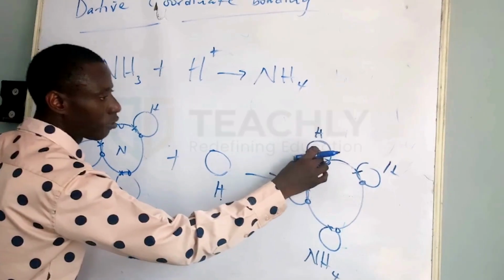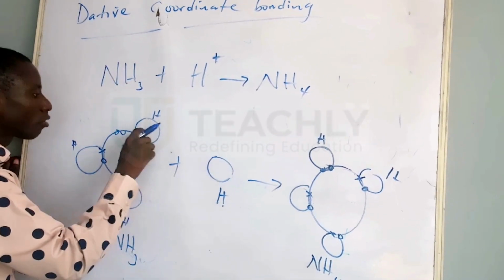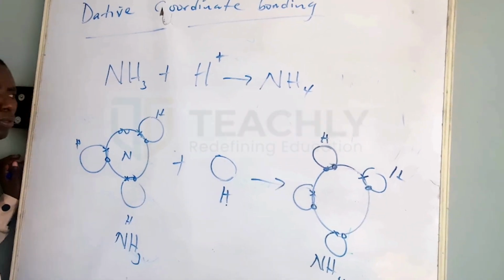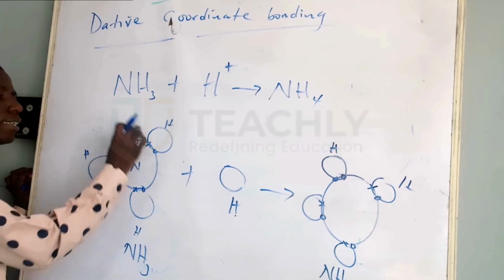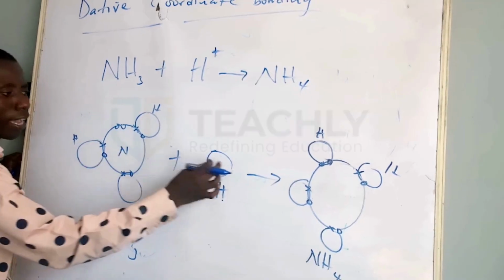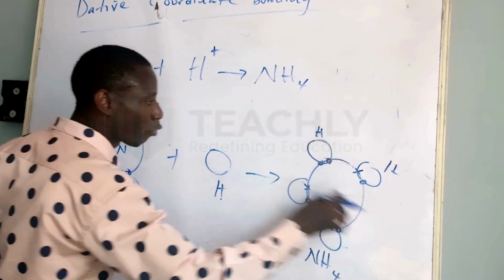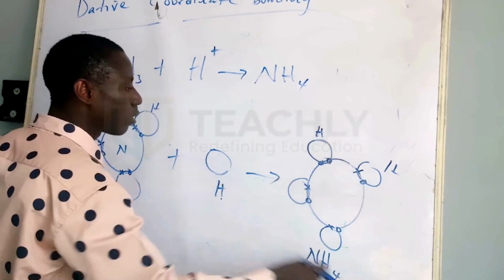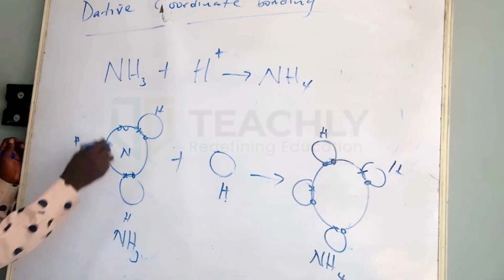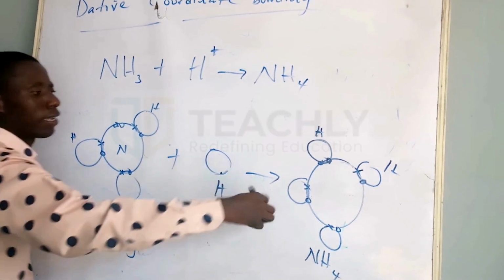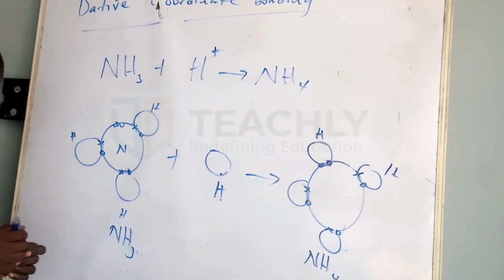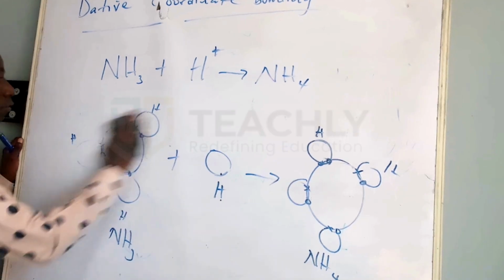This hydrogen ion is forming a bond with the nitrogen without contributing electron. It is just sharing the pair of electrons that ammonia has, combining with this pair of electrons to form a bond. So when you have a chemical bond where two atoms react together, where only one donates electron, the other one does not donate electron, and they are sharing, that kind of bond is referred to as dative coordinate bond.